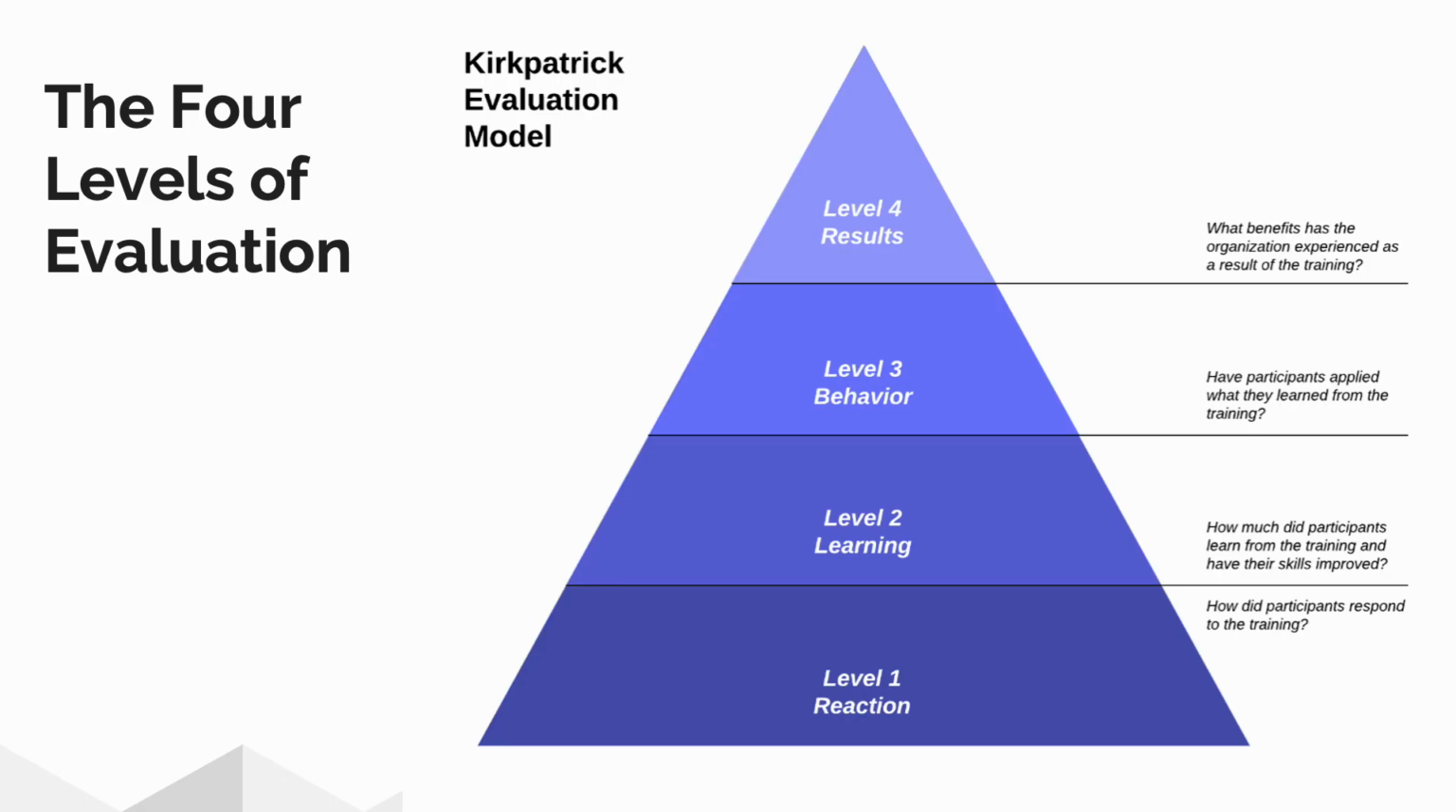These are the 4 levels of evaluation. In this triangle or pyramid, you can see that the very first level is the foundation. Level 1 is the reaction. The second level of evaluation is the learning. The third level is behavior. And the final level, level 4, are the results. I will go into detail on each level. Let's start with level 1, reaction.